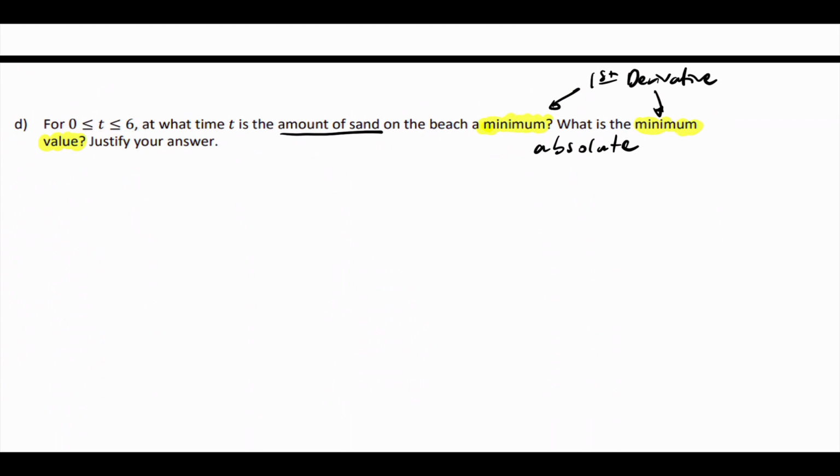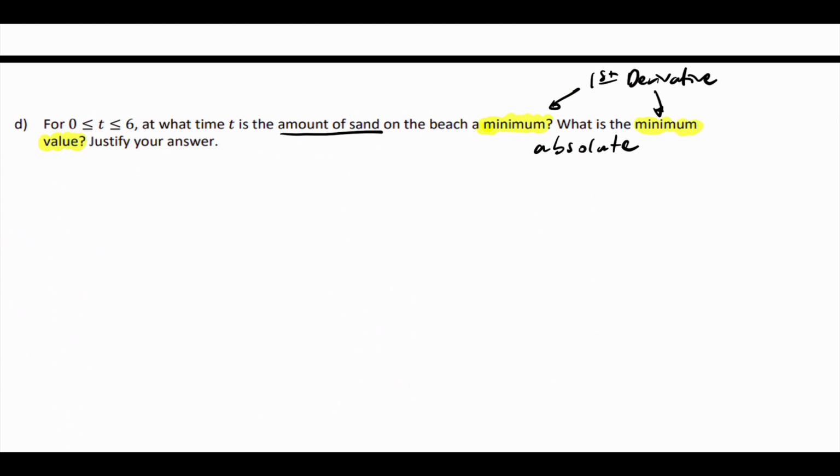First derivative of what? What do we need to find the derivative of? Minimum of what, I should say. The minimum rate? The minimum amount of sand? What are we looking for? The minimum what? Could be amount of sand. Yeah, I just underlined it, right? That's the part I underlined right there. Amount of sand.